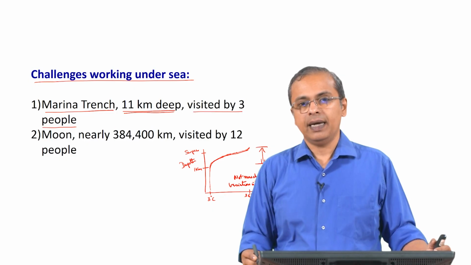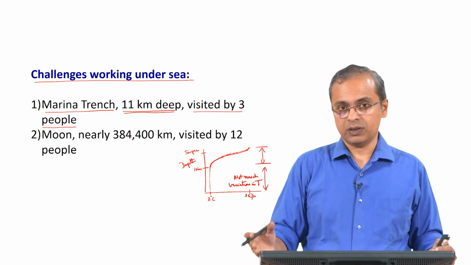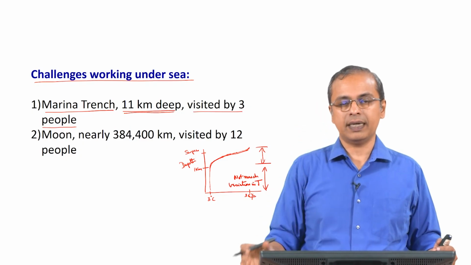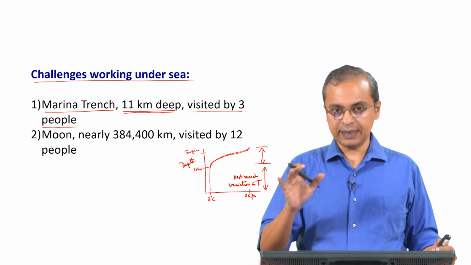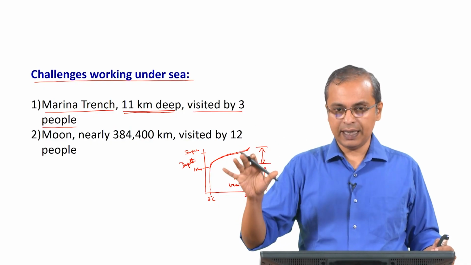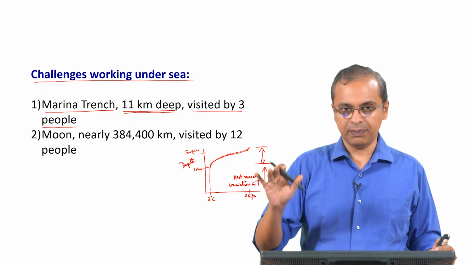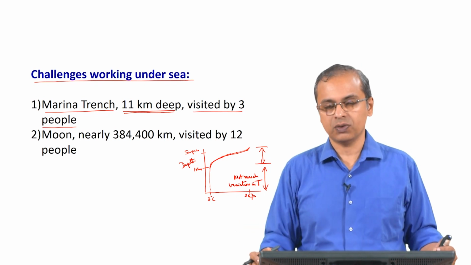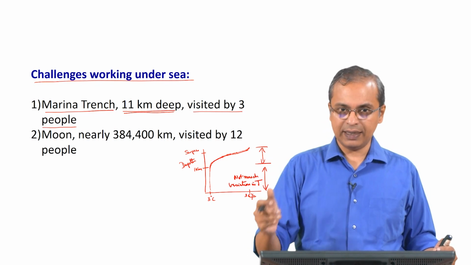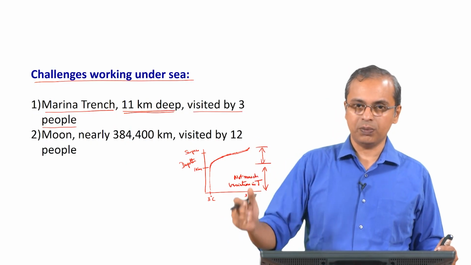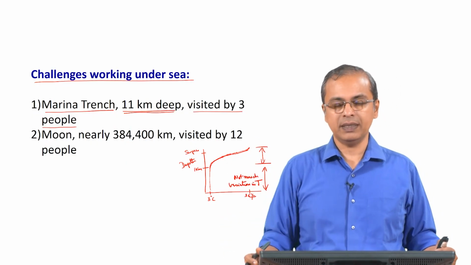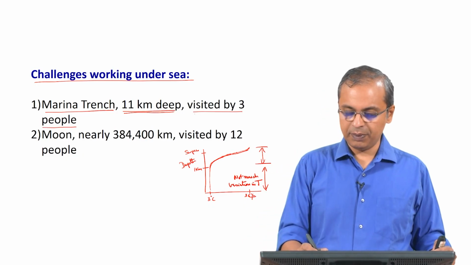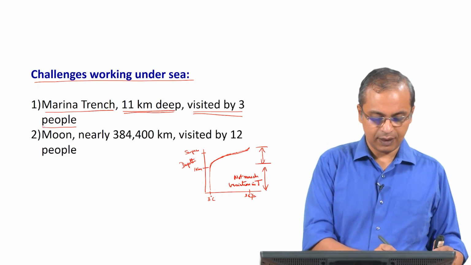And these 3 people in fact did not even step out at this location. They were inside a particular kind of vessel, and they stayed inside that vessel, and that vessel basically reached the base of the Marina Trench. So, they sat inside this vessel, and this vessel went deeper and deeper into the ocean. It went 11 kilometers deep, reached the bottom of this place called the Marina Trench, and they were essentially there. So, 3 people managed to visit this place.